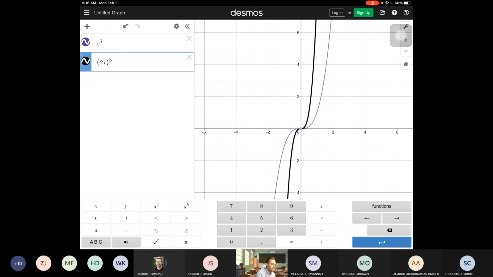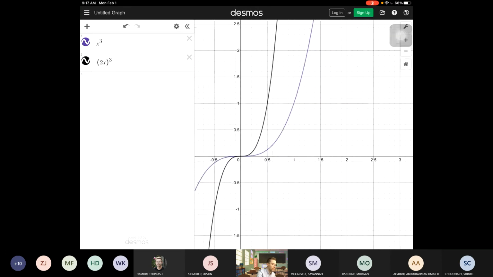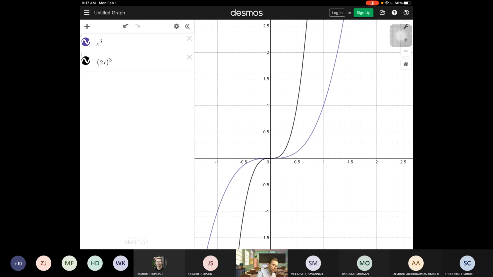Then the way that I can think about what I'm doing here is, since 2 is a number which is larger than 1, I know it's going to represent a horizontal compression, and that's exactly what I see. If I take a look at the point (1, 1), which is on the purple graph, what's happened to it? It has been compressed to the left, where now we see that the point (1/2, 1) is on the graph of (2x)^3.